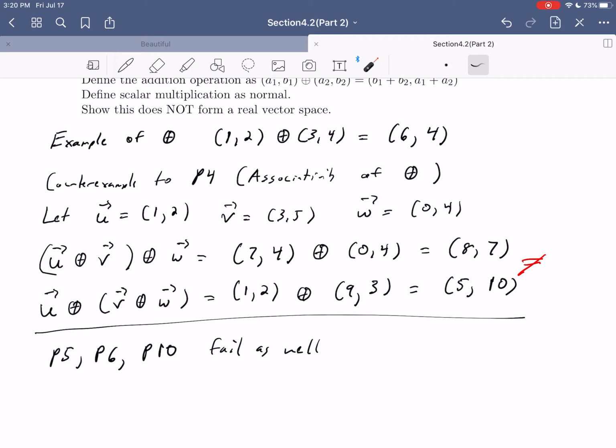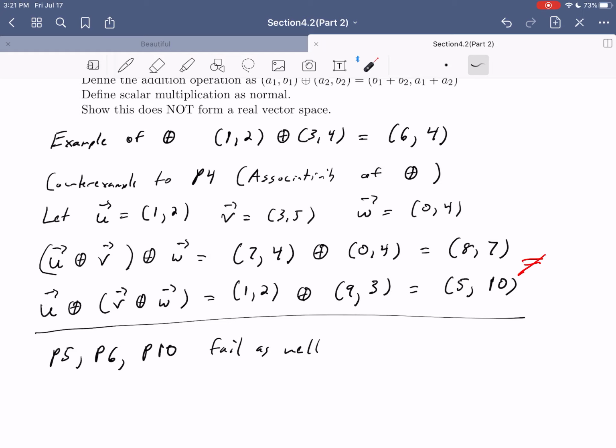That there might be other ones where the property does work. But the point is that for this to be a vector space, this property always has to hold. So even though it might hold in some situations, the fact that we showed one specific spot where it doesn't hold is enough to rule this out as a vector space.